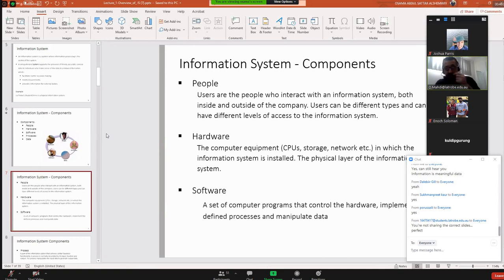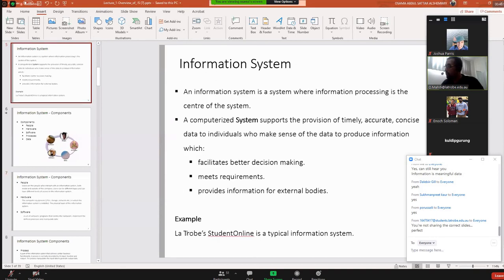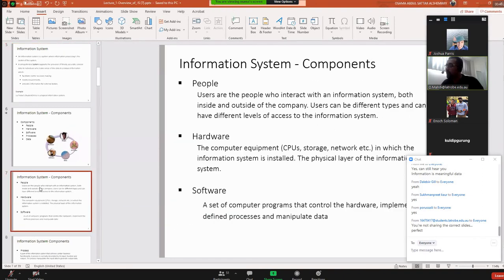Now the question is, let's go back to the example of Laptop Students Online, which, as we said, is a typical information system. Let me ask you, as students: who are the people who use this information system, Laptop Students Online? What do you think? Who are the people?